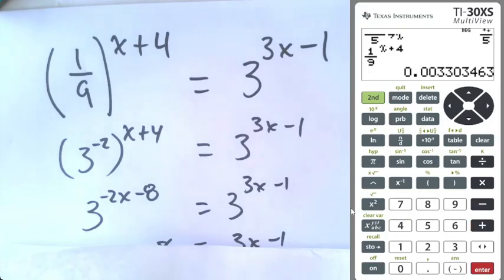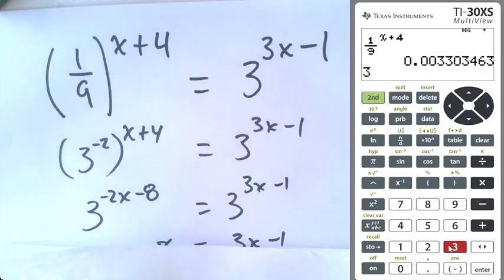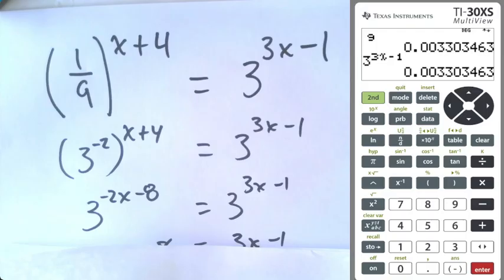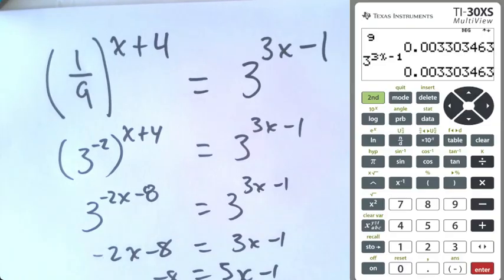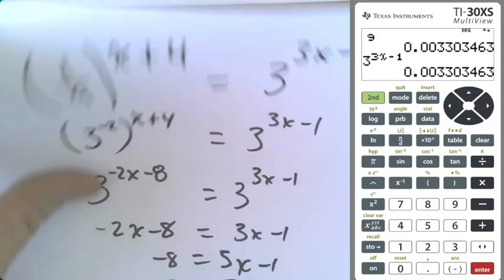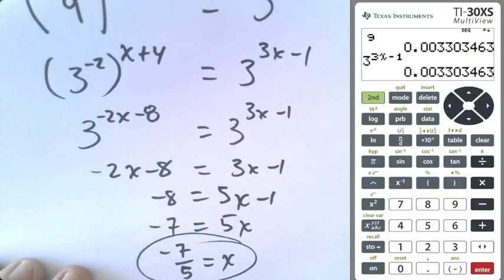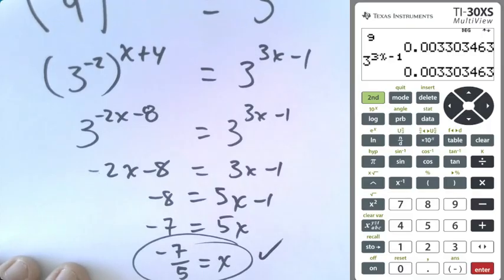We'd have to write that down because there's room to see it on the display. Go ahead and do the other side, which is 3 to the power of 3x minus 1. And we get, okay. So the reason why we can be confident that we have the correct answer is because when we plug it in, it made both of these sides 0.003303, right? This is absolutely the answer.